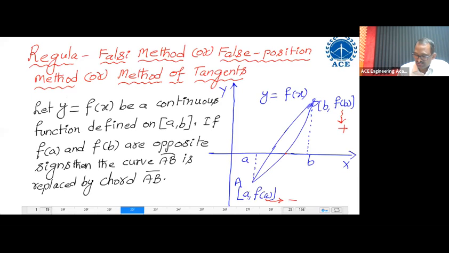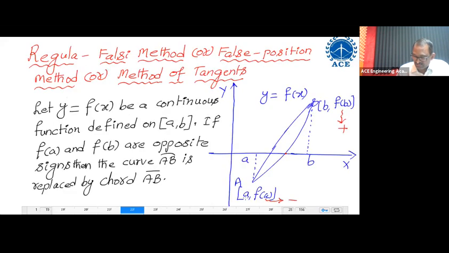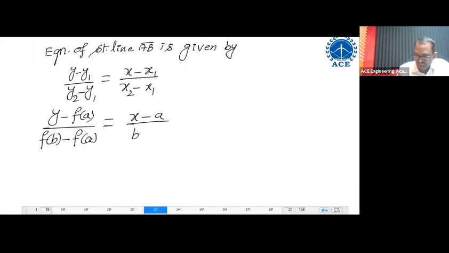X minus x1, x1 is a, by x2 minus x1. This is x1, this is x2, because x1 y1, x2 y2. X2 minus x1 means b minus a.